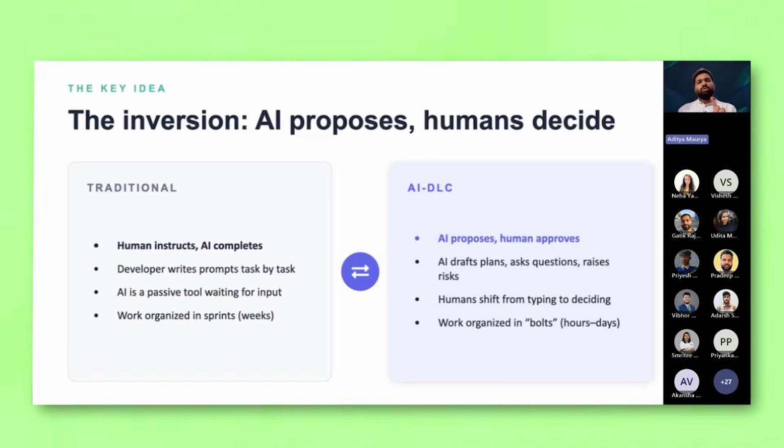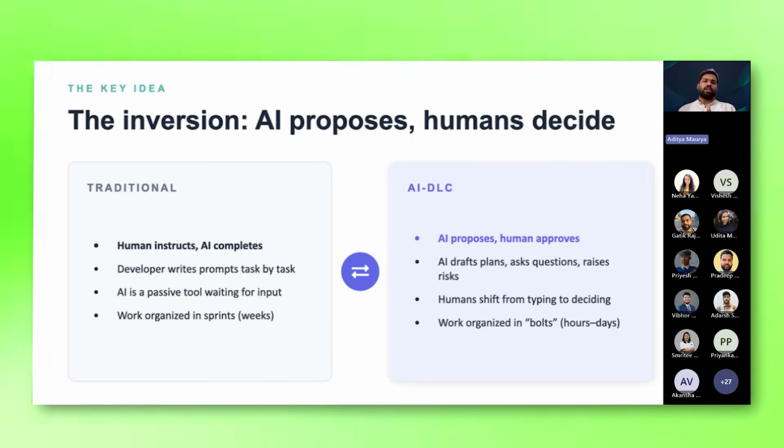And you need to decide whether you would approve it or ask the AI to make decisions again. So this is exactly how the AI DLC works. The AI will not wait for instructions. Instead of instructions, it will actively help you move the project forward, with the human in control.